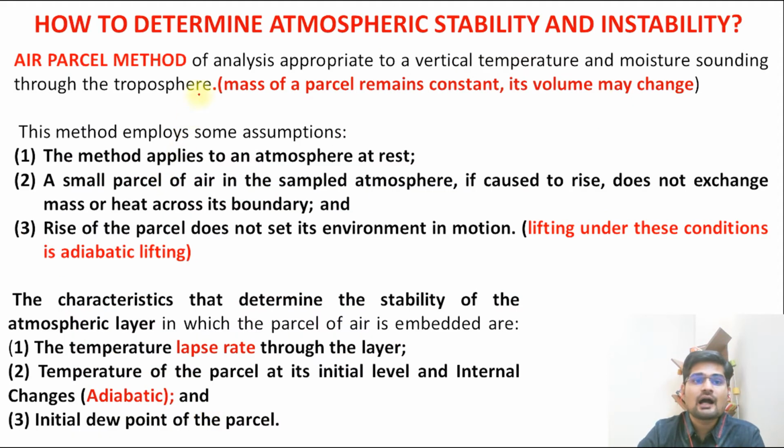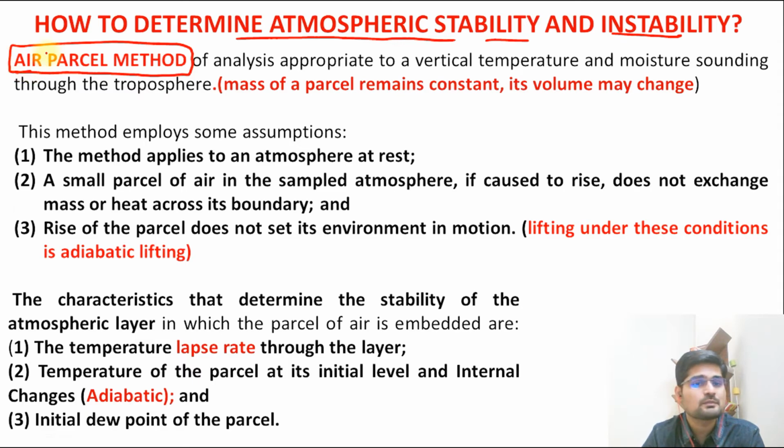So experimentally, how do we determine this atmospheric stability and instability? A very common method, you must have heard through several lectures, many scientists and many teachers have taught you the same method, that is the air parcel method. Why is this air parcel method so famous? Why does everybody talk about it? The first important thing is that we need to understand a phenomenon which is natural. Unless we are able to experimentally understand the process, we cannot generalize it.